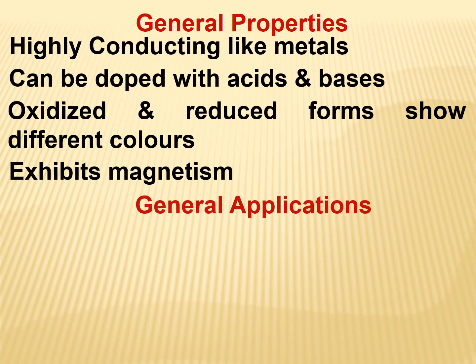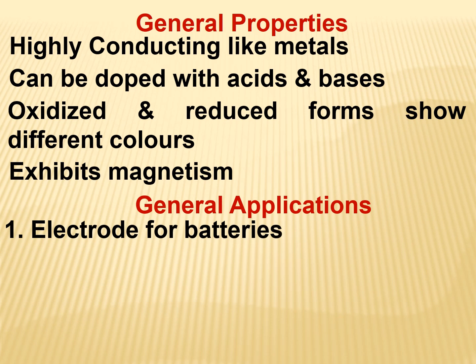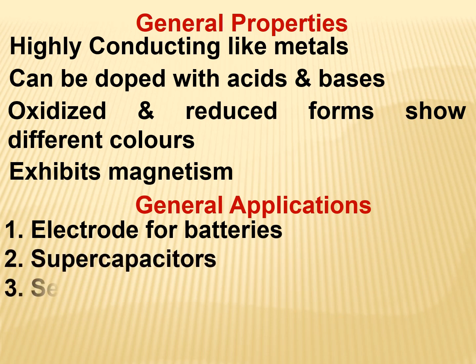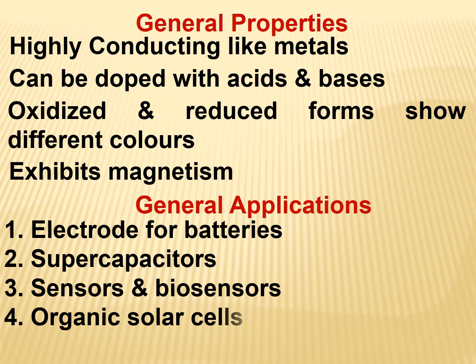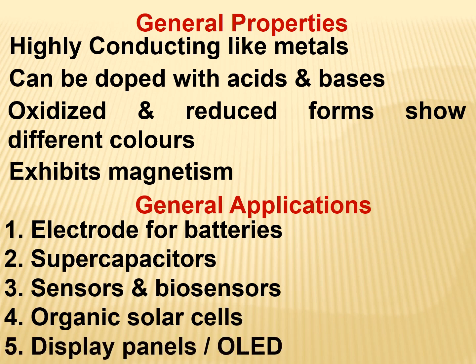General applications: electrodes for batteries, supercapacitors, sensors and biosensors. That is an area where a lot of application is developing for conducting polymers. Then organic solar cells, yet another important area. And finally display panels or OLED. We will be discussing OLEDs in detail later. So these are some of the general applications of conducting polymers. Now there are two varieties of conducting polymers, and we have to discuss the synthesis of these two in detail.